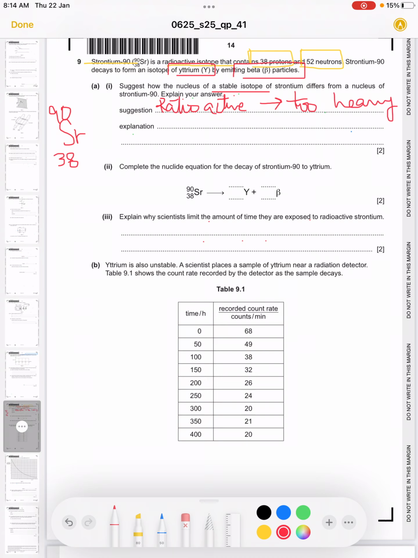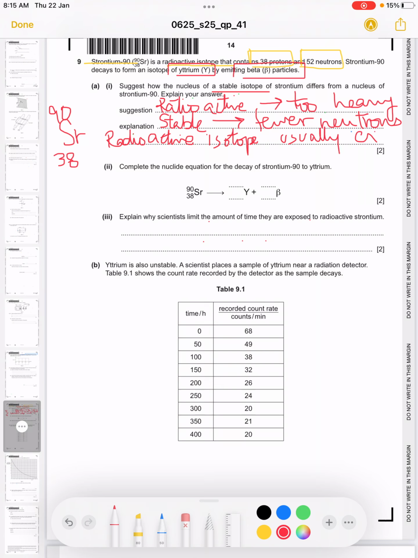And we can also say that in the stable one we have fewer neutrons, while the radioactive isotopes usually have an excess of neutrons, right?